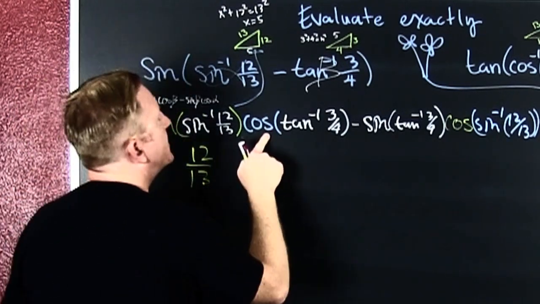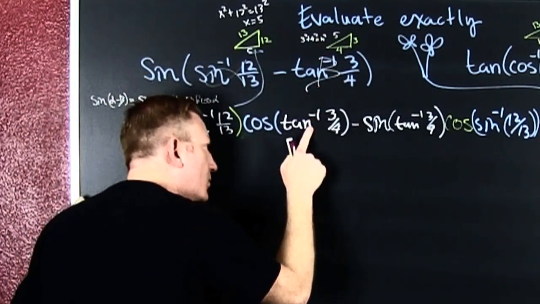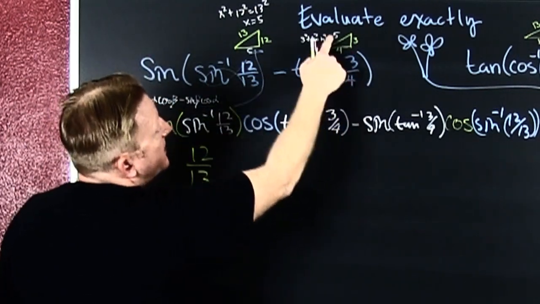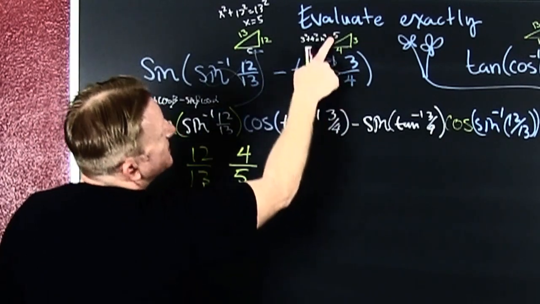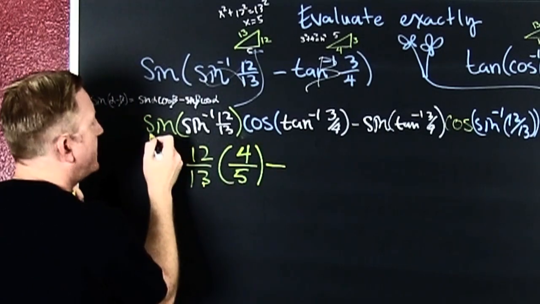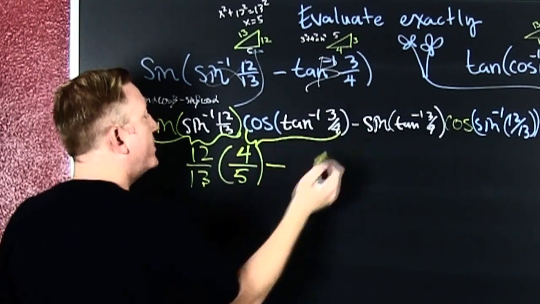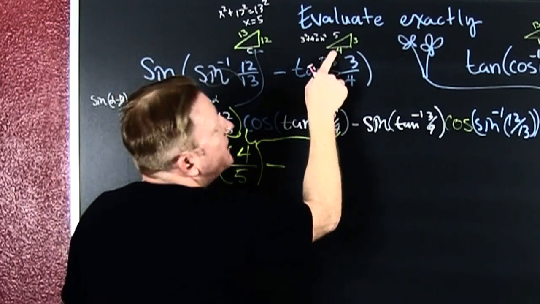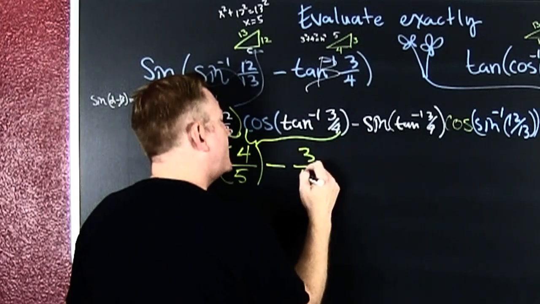All right. So now it's the cosine of which triangle? Is it this triangle or is it that triangle? It's the tangent triangle. So I read the cosine off of this. The cosine is the adjacent over the hypotenuse, so that's a 4 over a 5. All right, then I'm subtracting off the sine of the tangent triangle. The sine off of that is the opposite over the hypotenuse, that's 3 over 5.